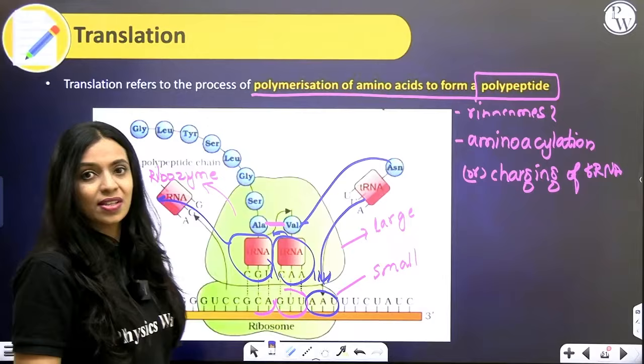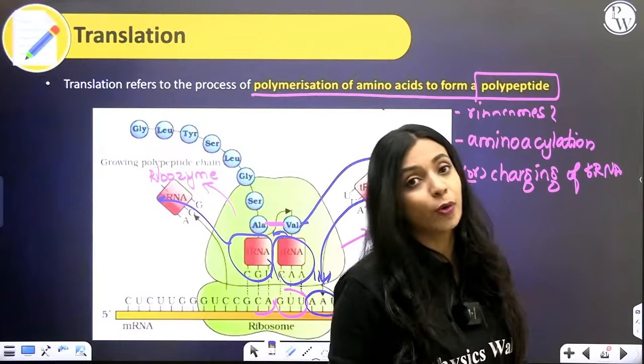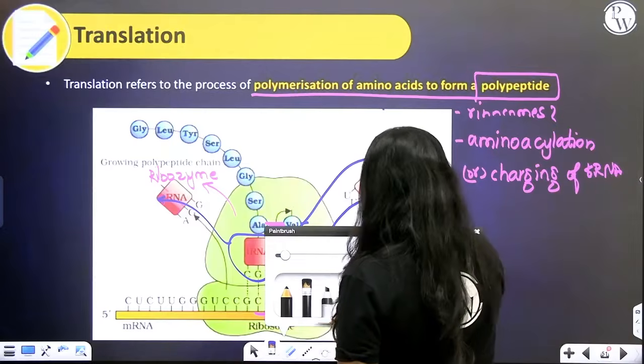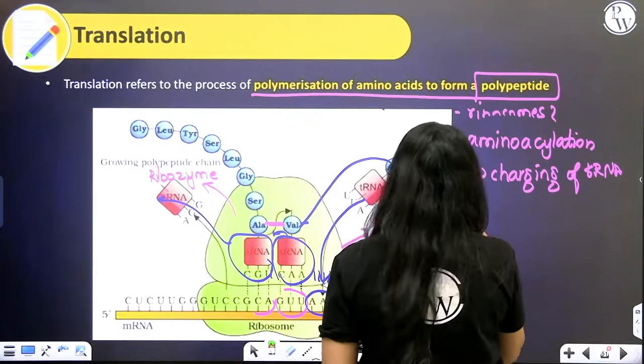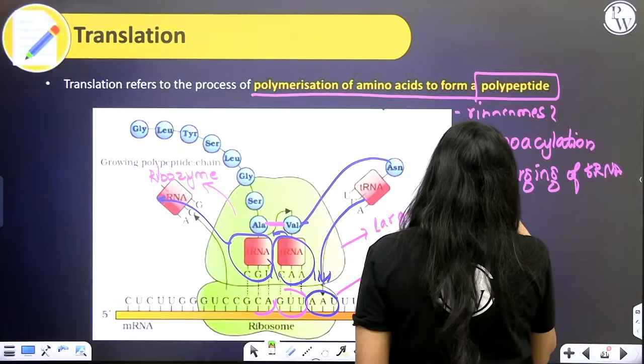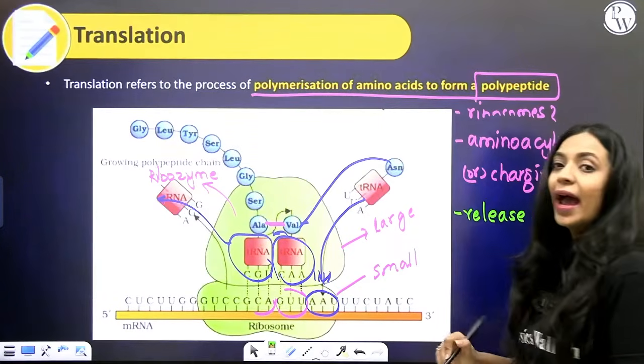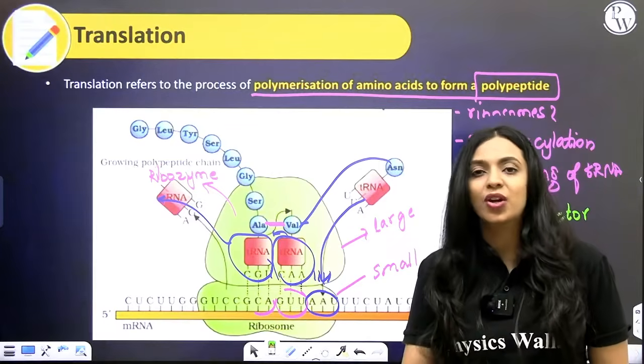Once it reaches the stop codon, remember for stop codons, we do not have any tRNAs. Once it reaches the stop codon, there is a protein factor called a release factor that will bind to the stop codon and terminate the process of translation.